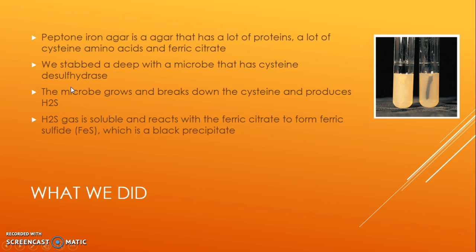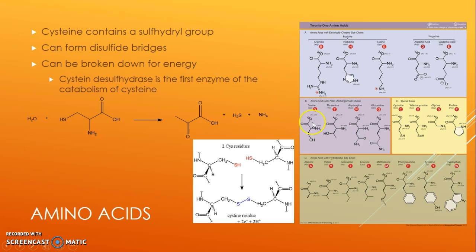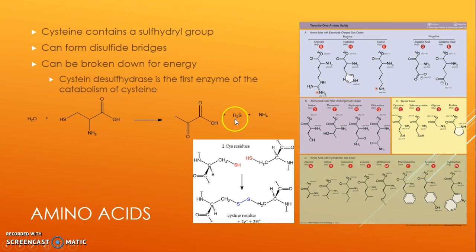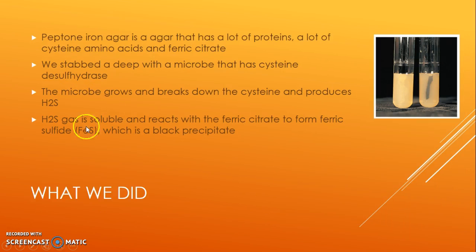Because it has cysteine desulfhydrase, it undergoes this reaction right here, and it produces a lot of hydrogen sulfide, H2S. Hydrogen sulfide is a gas, and it's soluble, so it's going to be soluble in this peptone iron agar. The reason we have ferric citrate is that ferric citrate then reacts with hydrogen sulfide to form ferric sulfide, FeS. And that right there is a black precipitate.